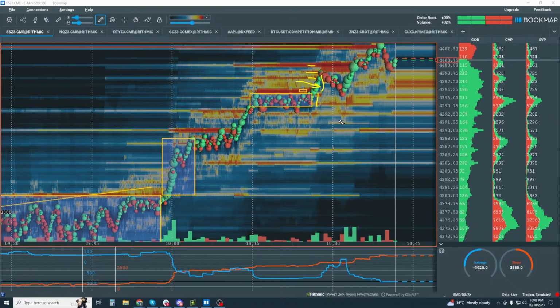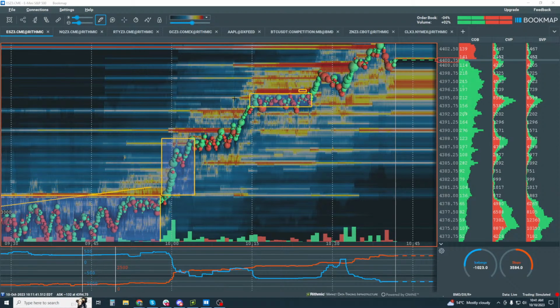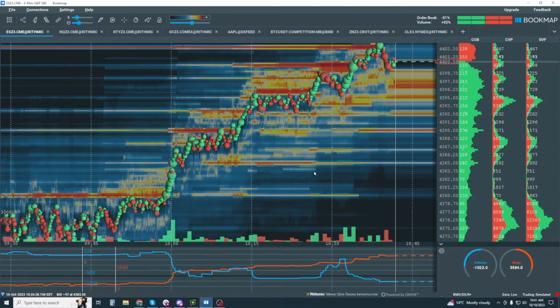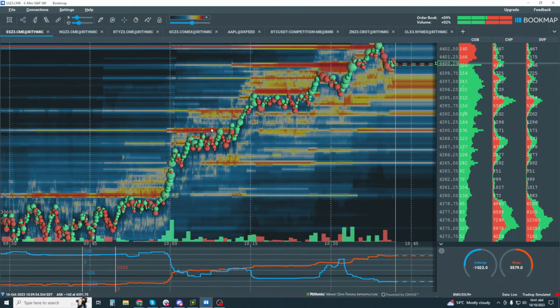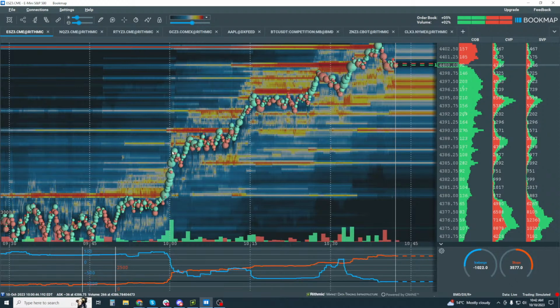Now, look at the difference, though. And let me clear all the drawings here. Look at the difference between this here and this here. Look at the selling starting to come in. Okay, this is the selling over here that came in. Look at the buying up here. Look at the buying up in here. Okay, it looks very different, right?